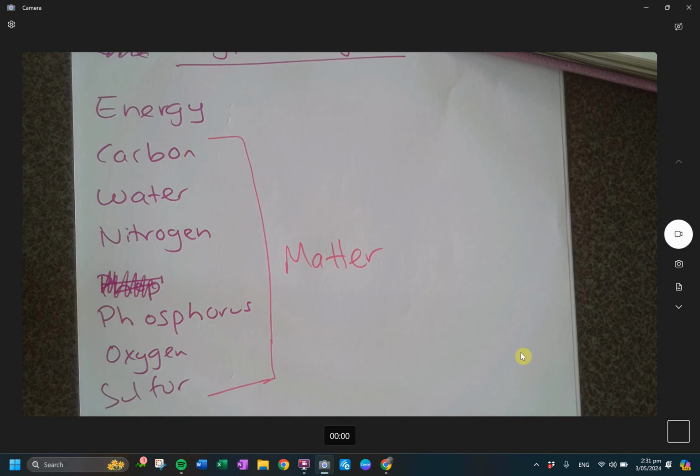Now, something to keep in mind about energy and matter is that you cannot create or destroy either of these two things. So energy, you cannot create or destroy. Matter, we cannot create or destroy. Are you okay with that? Do you need me to write that down? This is a common thing you guys have heard. Write it down? Okay.